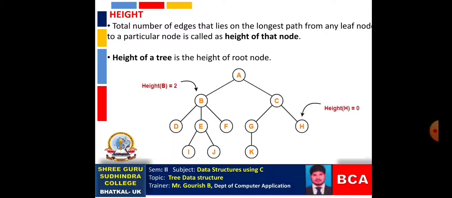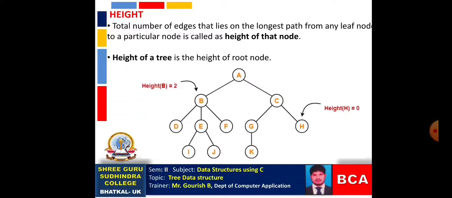Next, height of a node. Now we have to count the edges from the leaf node. The total number of edges that lie on the longest path from any leaf node to that particular node is called the height of the node. See here, height of B is 2. From a leaf node we have to count the edges. If you start with I, IE and EB. If you start with J, then JE and EB. So there are 2 edges.